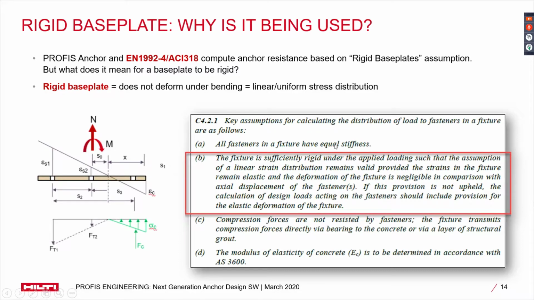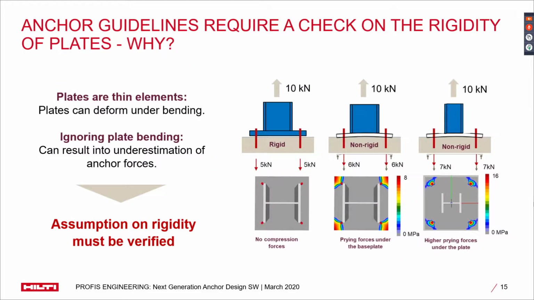The code states that the fixture must be sufficiently rigid such that the linear strain distribution remains valid and the deformation is negligible. This complicates things a bit, as when we were doing market sensing, there was a large interest in being able to design both rigid and non-rigid connections. However, we did not want to provide software that designs flexible base plates, as it would be putting the design outside the scope of the codes. So this is something we want to address in Profis Engineering. Now, let's have a look at some of the differences between rigid and flexible plates.